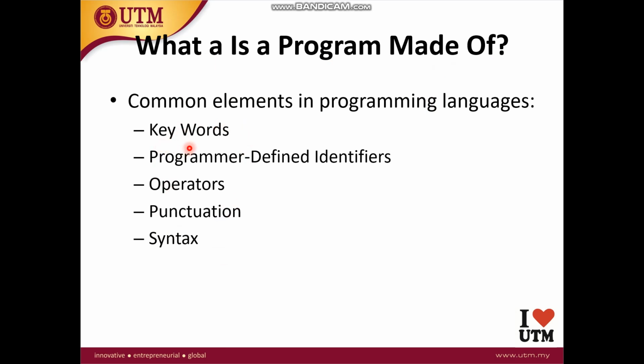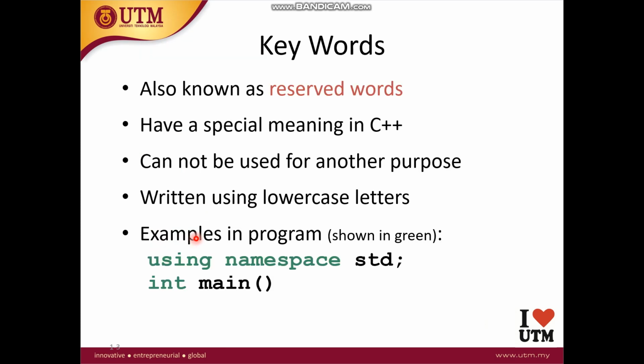The first one is keyword, programmer defined identifiers, operators, punctuations, and syntax. So what is a keyword? A keyword, also known as a reserved word, means there are some words inside each program which are reserved to the C++ programming language. You can't use them for other purposes. They must be inside your program, and each of them has its own function.